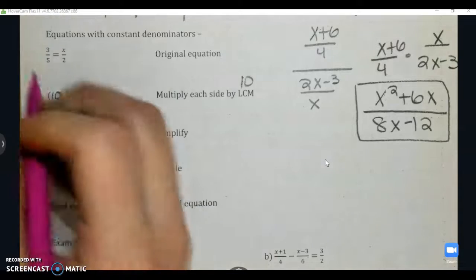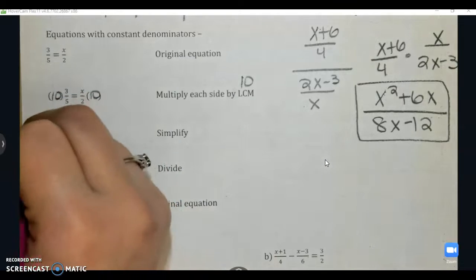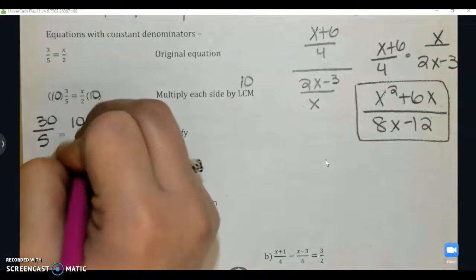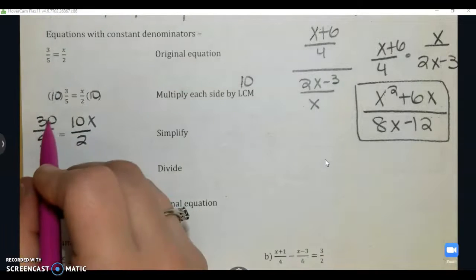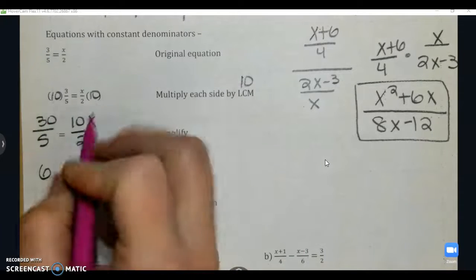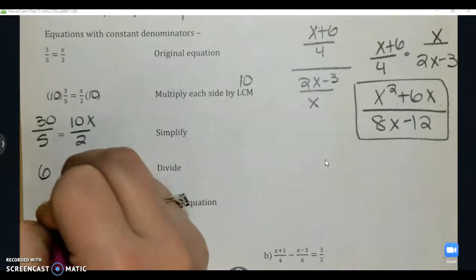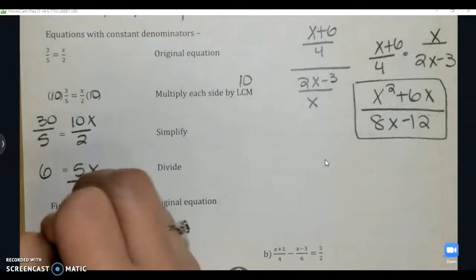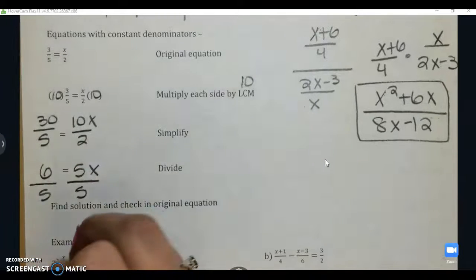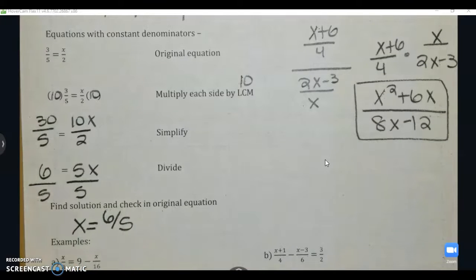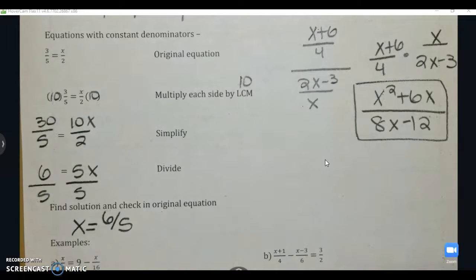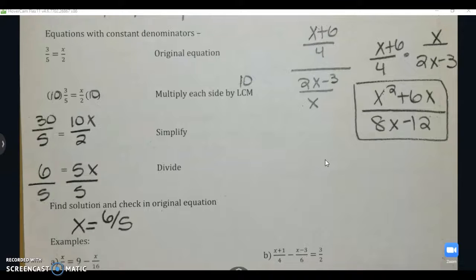And what that's going to get us is 30 over 5 and 10x over 2. Then we're going to simplify each side. 30 divided by 5 is 6. 10x divided by 2 is 5x. And then we're going to divide both sides to get x by itself, and we find that x is 6 over 5. And you would plug that back into your original equation and see that it does check out. It is a valid solution.